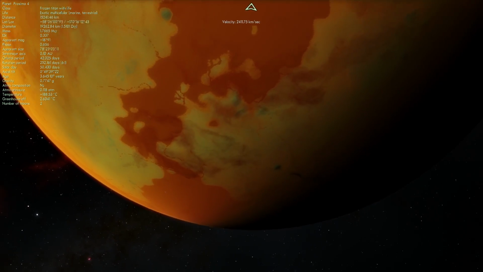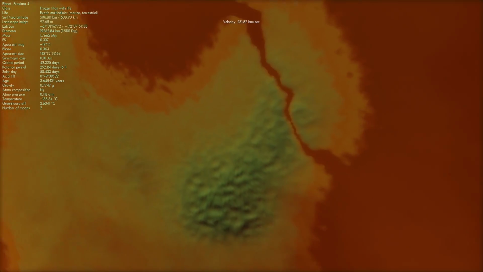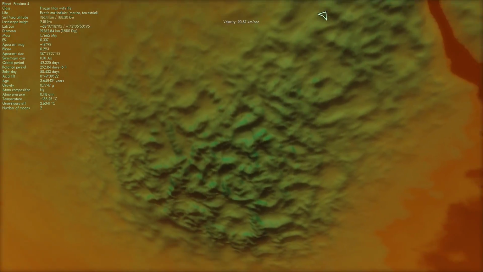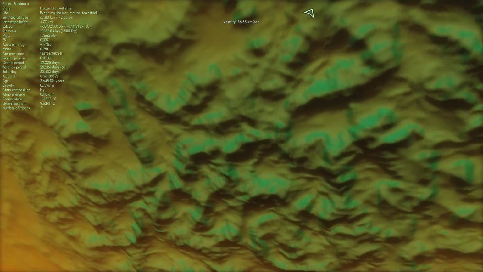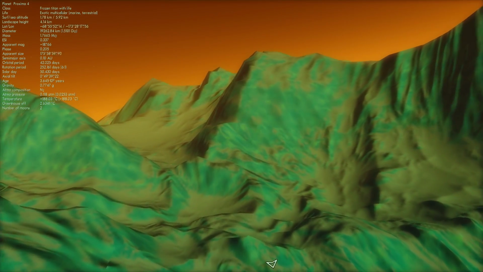But as you can see, there's some green stuff going on here. And that's, of course, the life that exists on this planet in this particular game. And there it is, the exotic multicellular life of Proxima B in Space Engine.